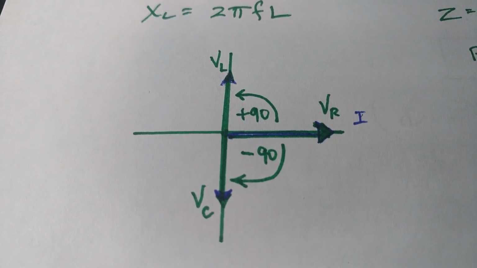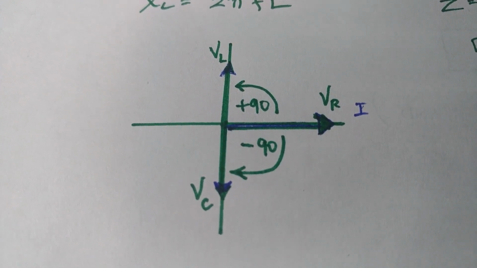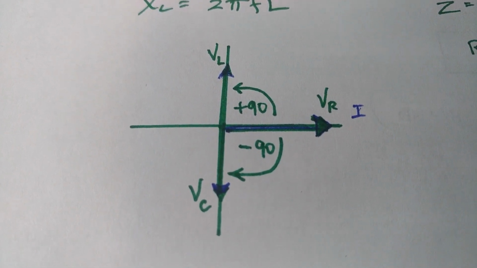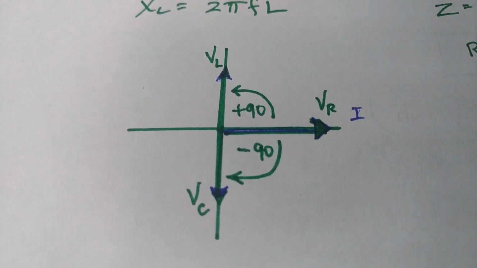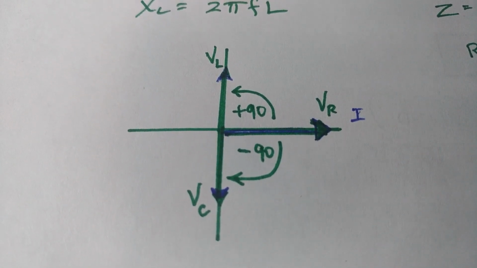So remember ELI the ICEman. In an inductive circuit, the voltage leads the current. In a capacitive circuit, the current leads the voltage.